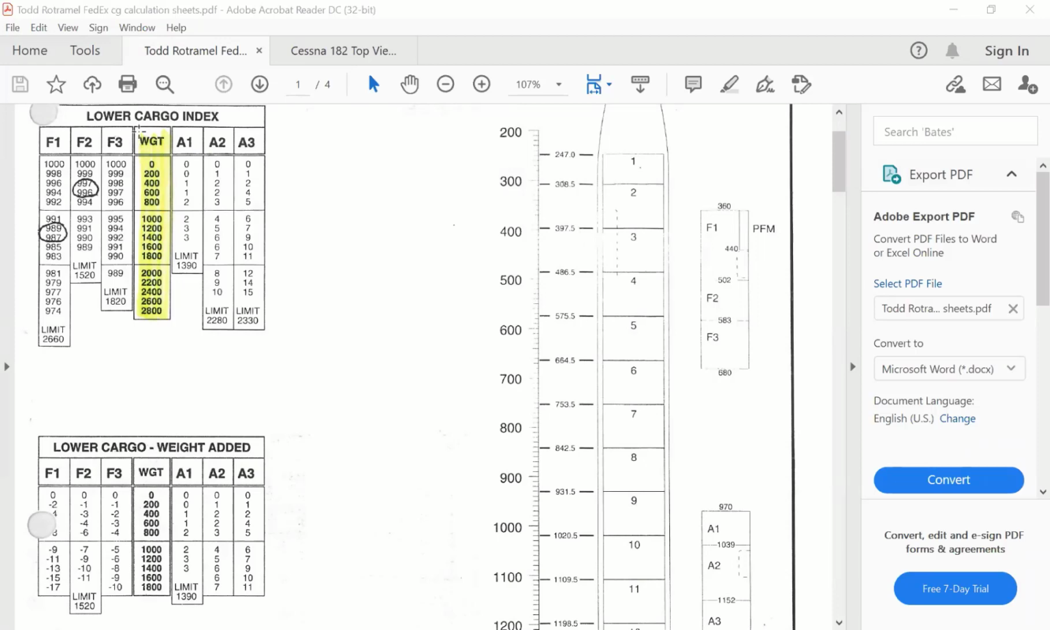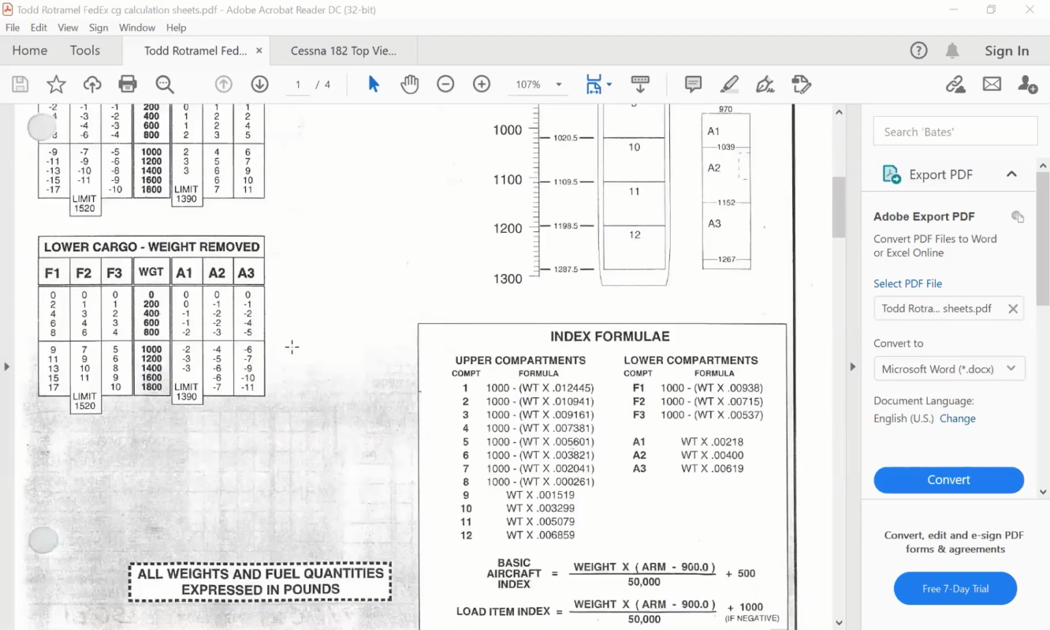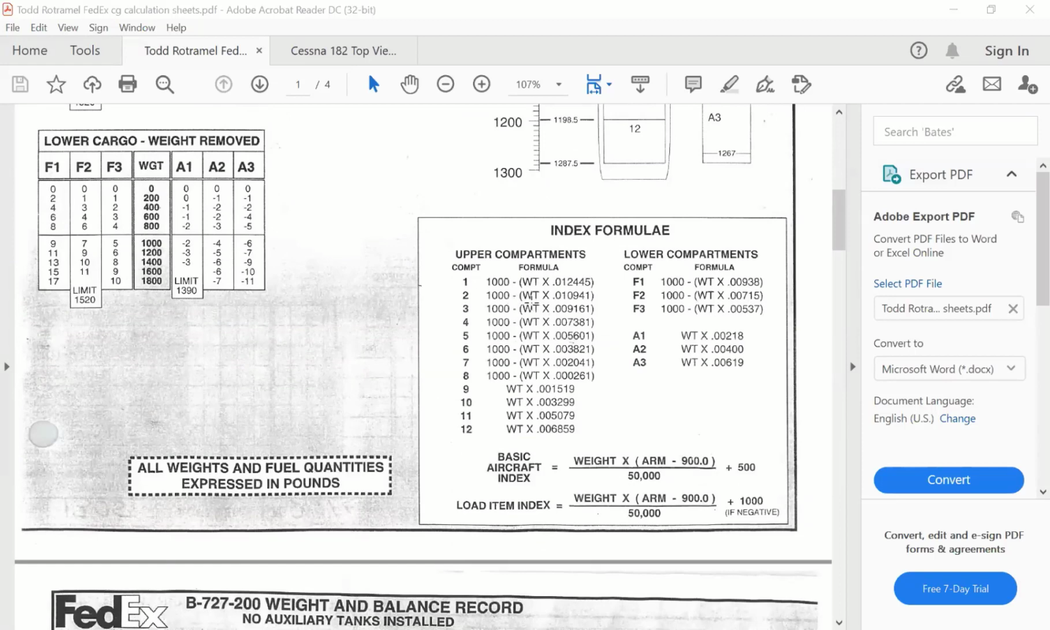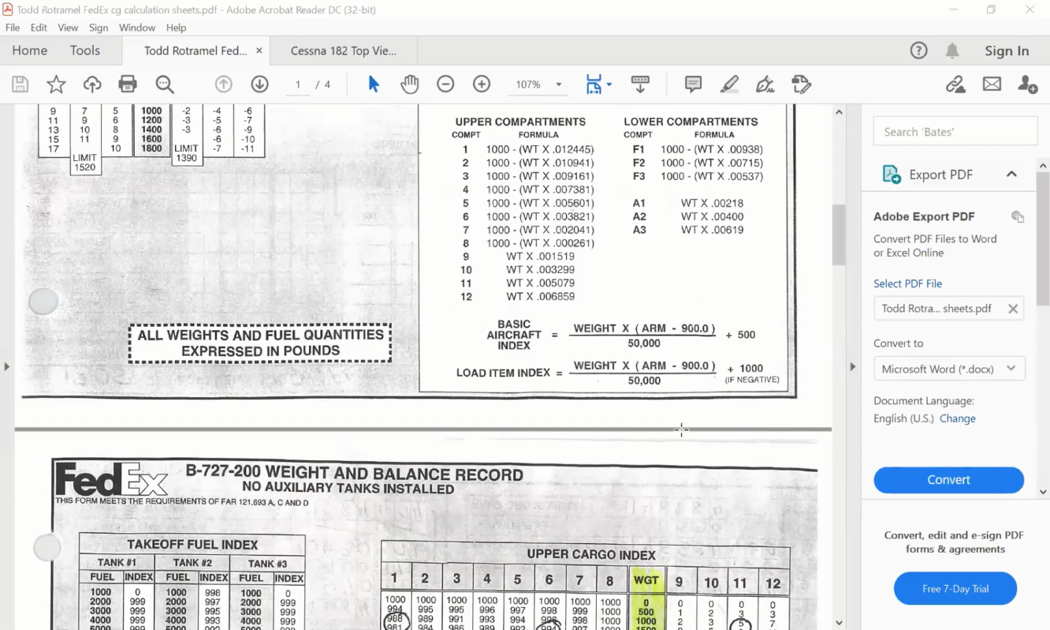So these are the lower cargo here. He'd look up the weight in the yellow and then go across and grab the number that's called an index here, which is really a simplified way to calculate weight times moment arm for the location of that particular cargo. So these indexes then go to the next sheet. And you can see that they give formulas here where it's weight times essentially a moment arm, and somehow it's adjusted for an origin here with 1,000. But it's weight times moment arm is essentially what they're doing.